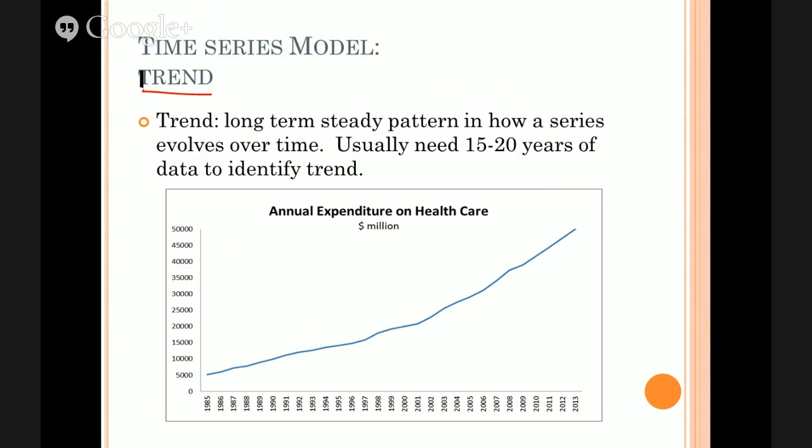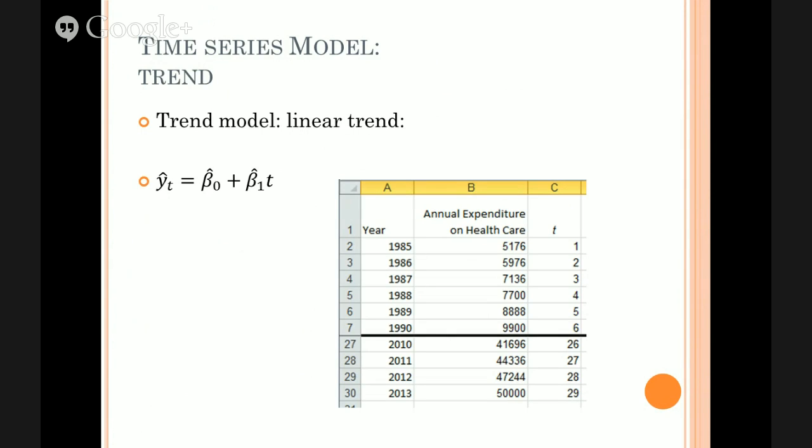So here, for example, is a graph of the annual expenditure on healthcare from 1985 to 2013. And you can see here there's a general upward trend. Probably it's a fairly poorly drawn line, but you get the idea that it's heading upwards. That's the general trend of the data. So what we want to do is come up with an x variable that would actually capture that trend. The model that we use is the linear trend model, and this is what it looks like here.